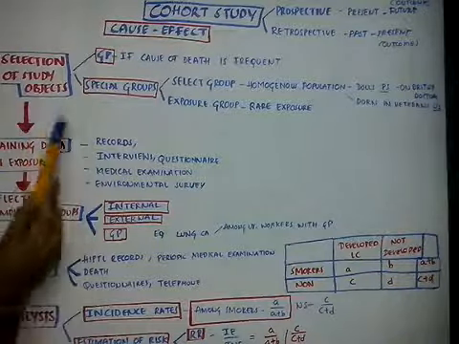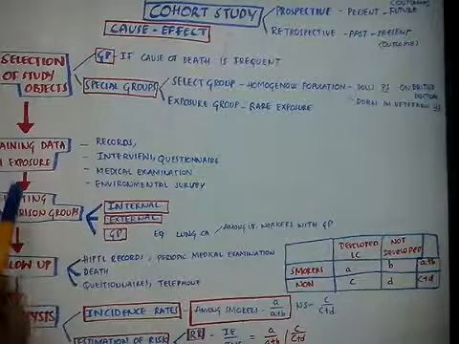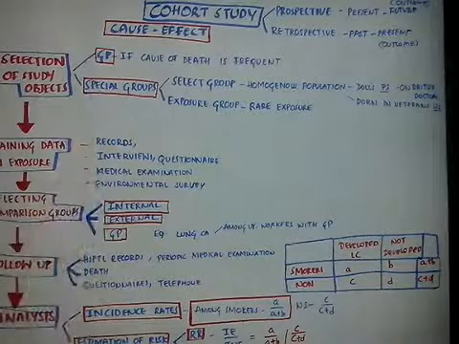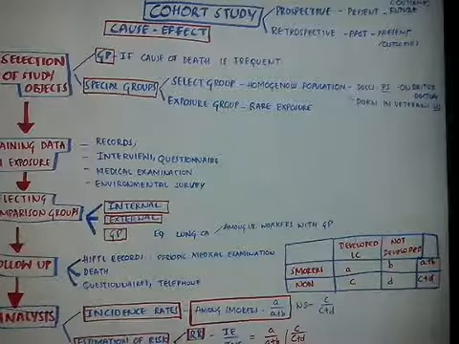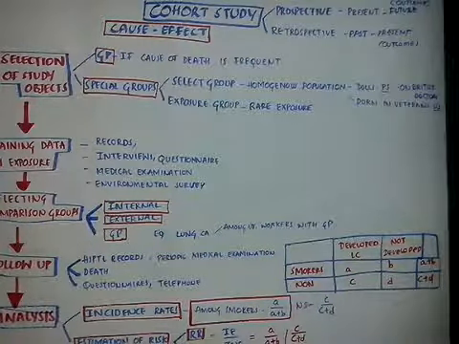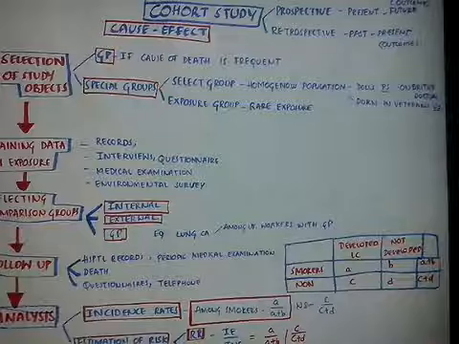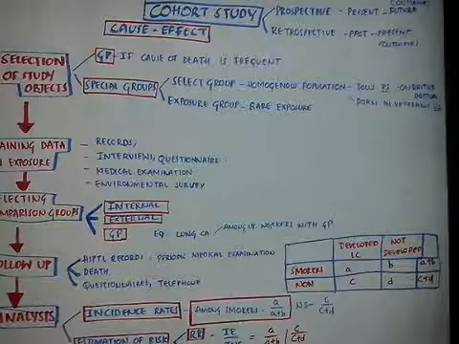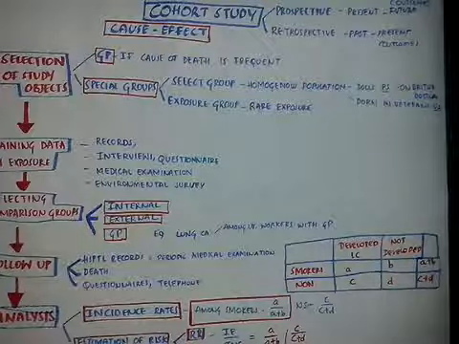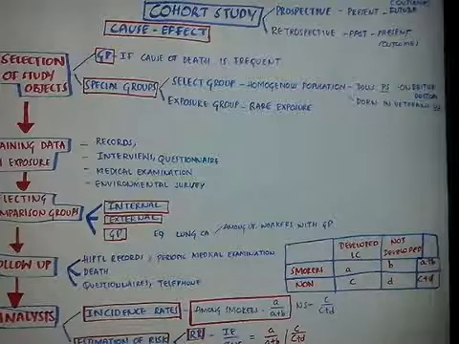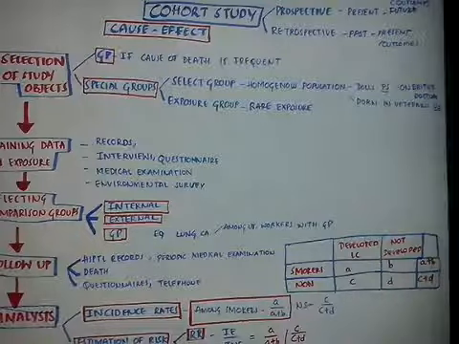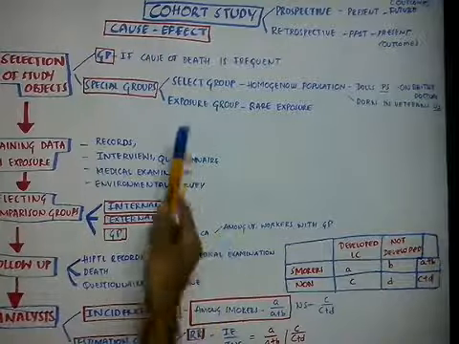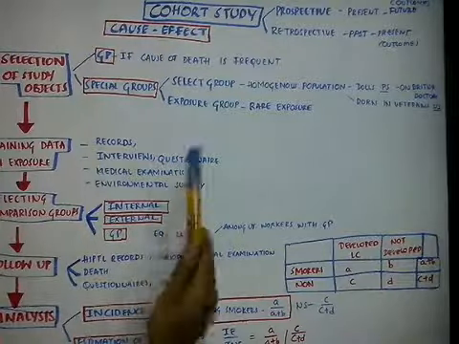First, we need to select the study objects from general population or special groups. In general population, we select if the cause of death is frequent in that population. They are selected from defined geographical, political and administrative areas. And coming to special groups, they are again of select group and exposure group.